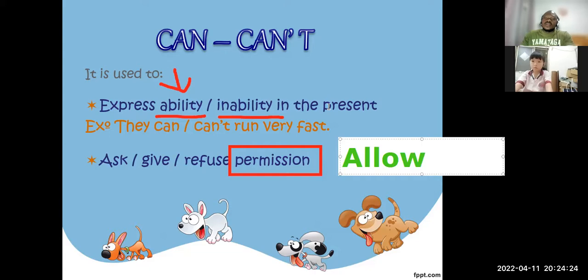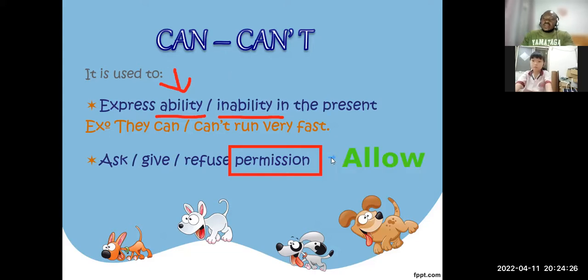So if we say allow, you are allowed to use your phone whilst we are eating dinner. That is giving you permission, right? Okay. Now let's go.